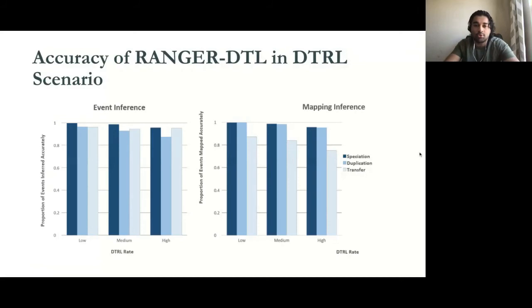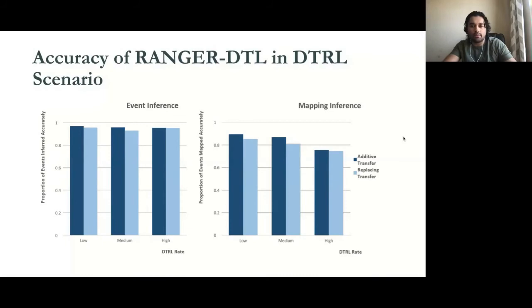So this shows that the DTL reconciliation framework is fairly robust, not only to the different rates of these different events, even though we see a slightly lower mapping accuracy with the higher rates, we generally see that it's fairly robust to these different rates and also to the presence of the two types of transfers. And looking more closely at the accuracy with regards to picking up both replacing and additive transfers. Now, again, as a reminder, RangerDTL will not say whether or not the event is a replacing or additive transfer, as the method is agnostic to that.